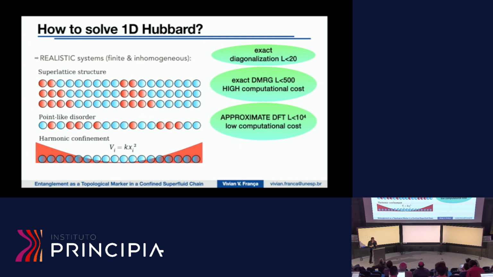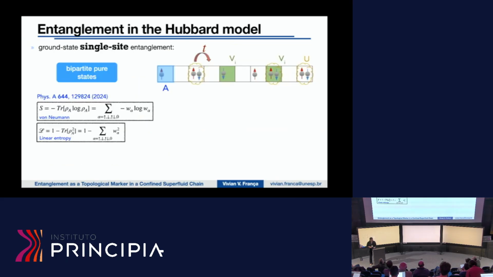But actually for this work, what we will see for the harmonically confined case are only DMRG calculations. So I'm not really at the moment comparing the DFT performance and so on. If you are interested in a comparison between the methods, we have this nice comparison, in particular for quantum phase transitions detection, okay? All right, so now, how do we define entanglement within this chain?